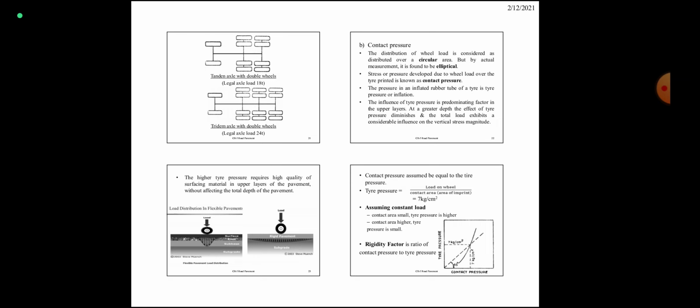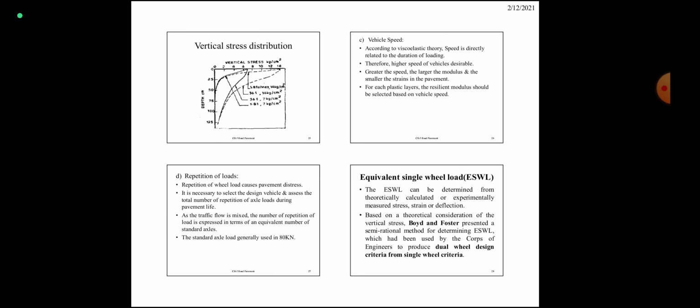Rigidity factor. Rigidity factor is the ratio of contact pressure to tire pressure.